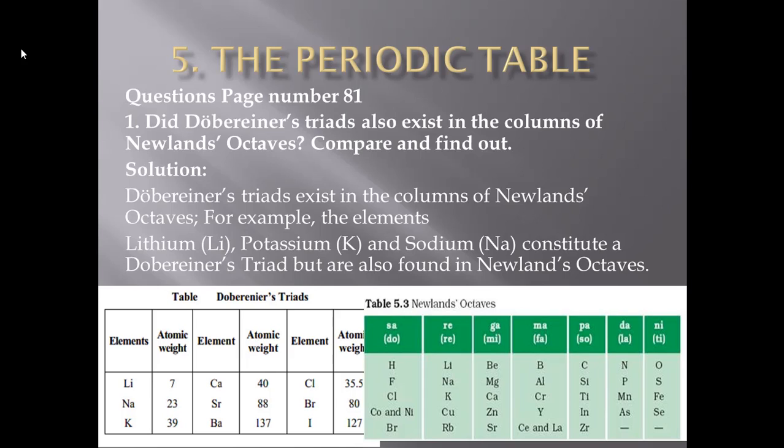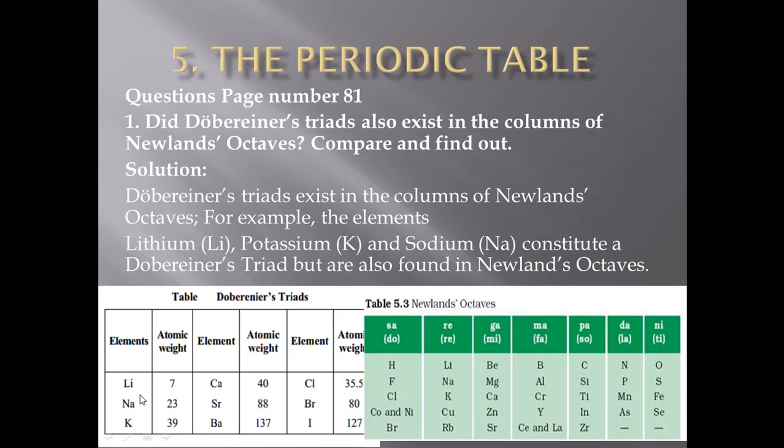Page 81, question number 1 is, did Dobereiner's triads also exist in the columns of Newlands Octaves? Compare and find out. So for comparison, two tables are given here. One is Dobereiner's triads and the second one is Newlands Octaves. So we know that in Dobereiner's triads, three elements are grouped together and they are called triads. Such three triads are there in Dobereiner's triads.